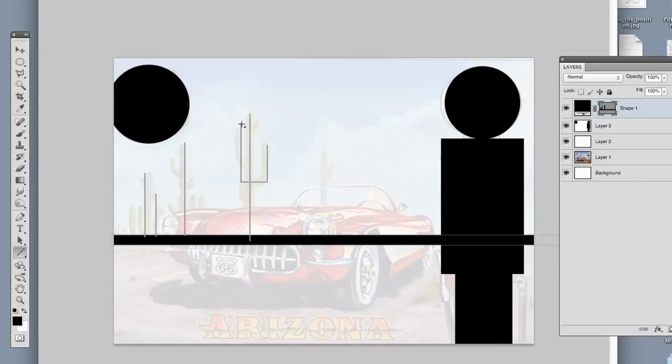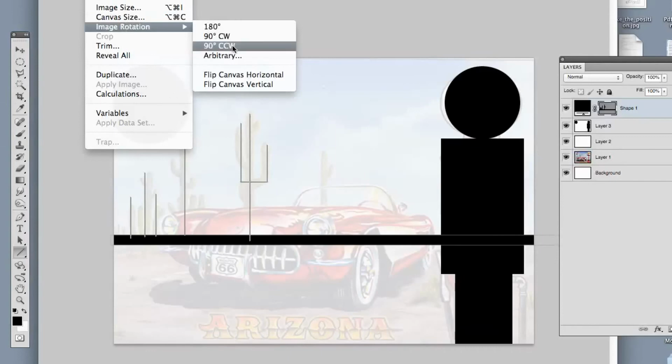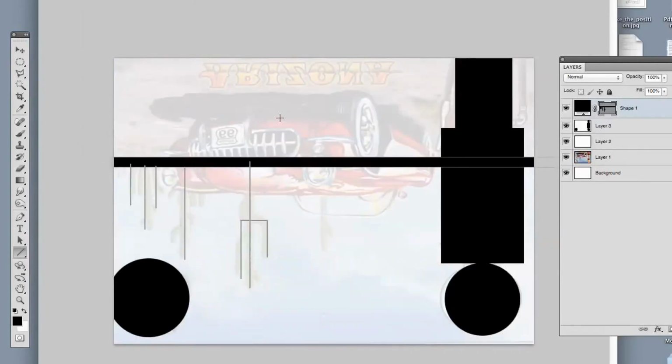I'm trying to think of an abstract composition. Remember, I'm not trying to create a scene with an old Corvette and cactus in it, and with this abstract person in it. I want to think as an abstract composition. Really what I should do is turn it upside down. Image, rotation. How about we flip it vertical? All right. Now we can start looking at these shapes completely differently.